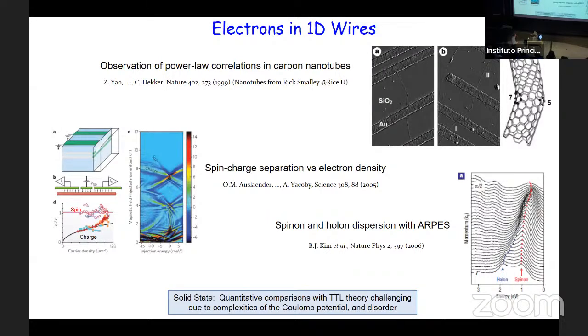So in the case of electrons, and work that was done over the last 20, 25 years, people have seen spin-charge separation in various quasi-1D-like systems. This is a case of ARPES, where you can see, I think quite beautifully, the difference between the holon and the spinon in terms of their dispersion relation.